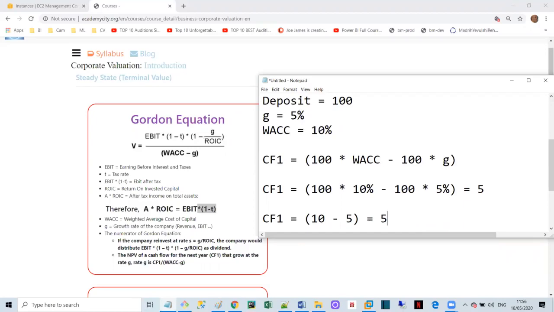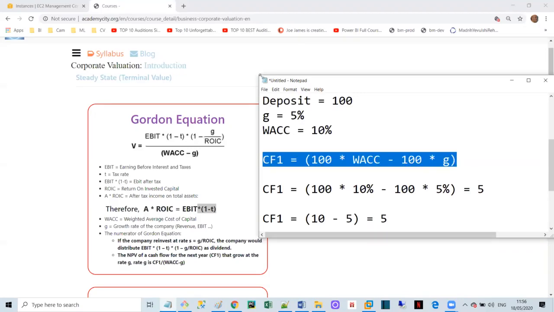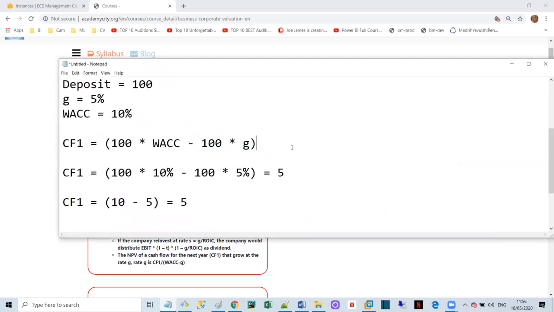So now just look at the first one. Let's look at this, the first one, and look at how I can rewrite it. It's equivalent to rewriting it this way: CF1 divided by WACC minus G. That should be equal to how much? Anybody? Is that correct? 100. Does that make sense? 100. I kind of jumped a little bit.